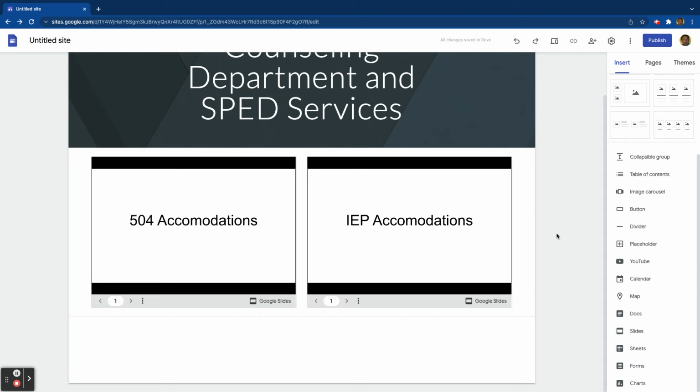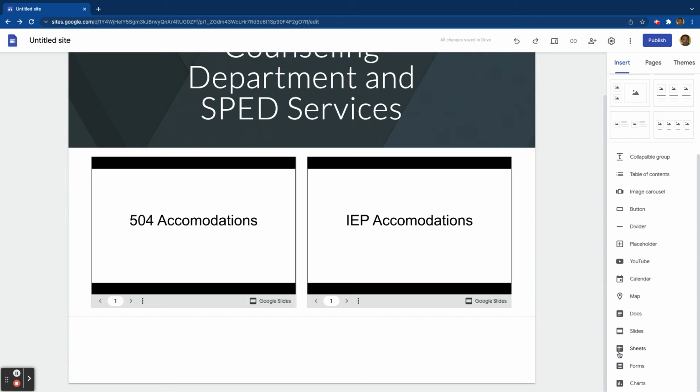Some other things that he can do in addition to that is put input forms for 504 and IEP meetings, so that instead of having to fill out a piece of paper when they're not able to attend, they can fill out a form, and that information is immediately sent to the counseling department for them to see as they facilitate the meeting.